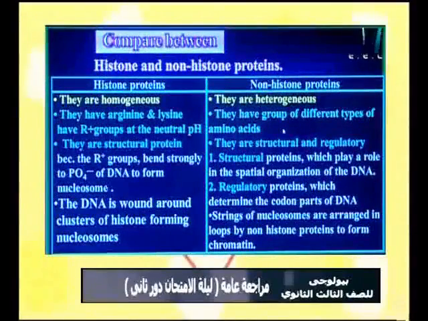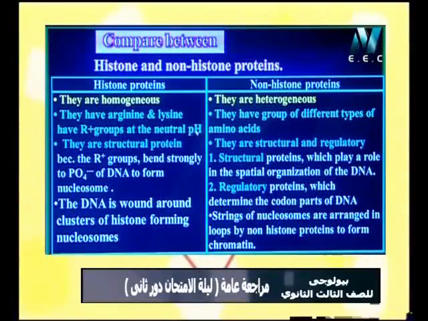هنا في comparison between histone and non-histone protein. طبعا احنا عارفين ان الهيستون there are homogeneous protein, but the non-histone are heterogeneous protein. طبعا دول homogeneous because it's made of arginine and lysine, both of them containing a positive R group at the neutral pH. هنا ده heterogeneous because it's made of a group of different types of amino acids.